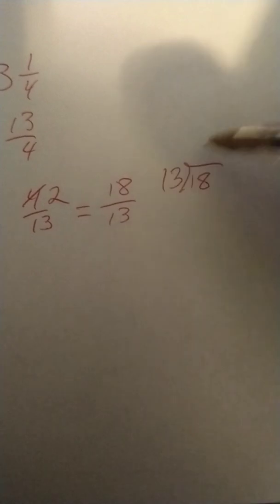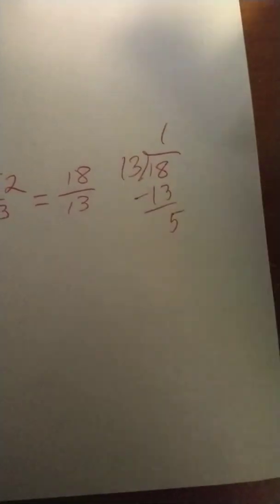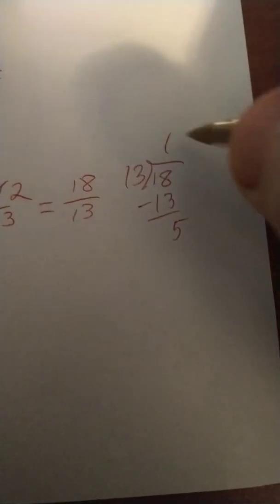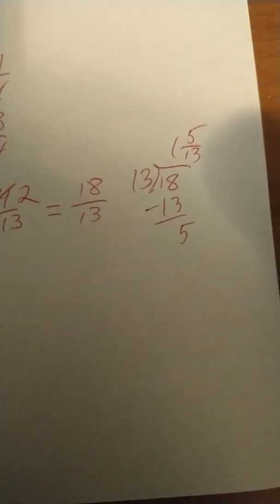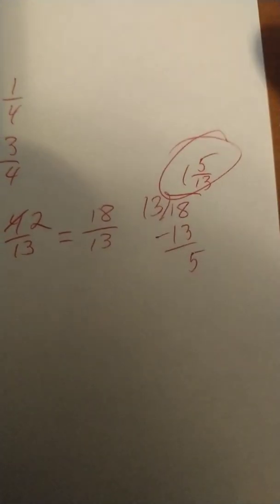18/13. That is a cheerleader emergency. Hold paper. 18 divided by 13 goes in 1 time. 1 times 13 is 13. Subtract, I get 5. 5 is my remainder. That is our new top number. What I divided by is my bottom number. My answer is 1 and 5/13.